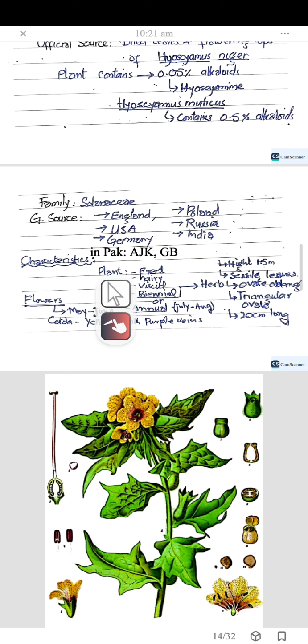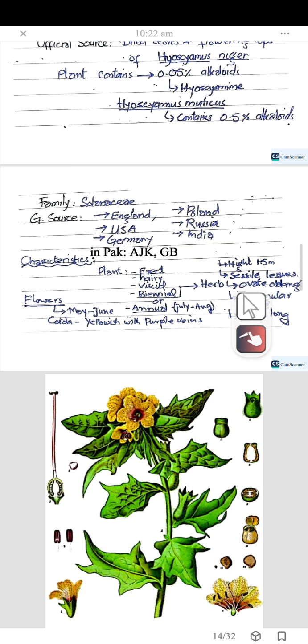Characteristics of this plant: it is erect. It is hairy, not a glabrous plant. It is a viscid, biennial or annual plant. Mostly it is sown in May and June, and the flowering tops appear in July to August. The flower is yellowish with purple veins, and the height of this plant is 1.5 meters.